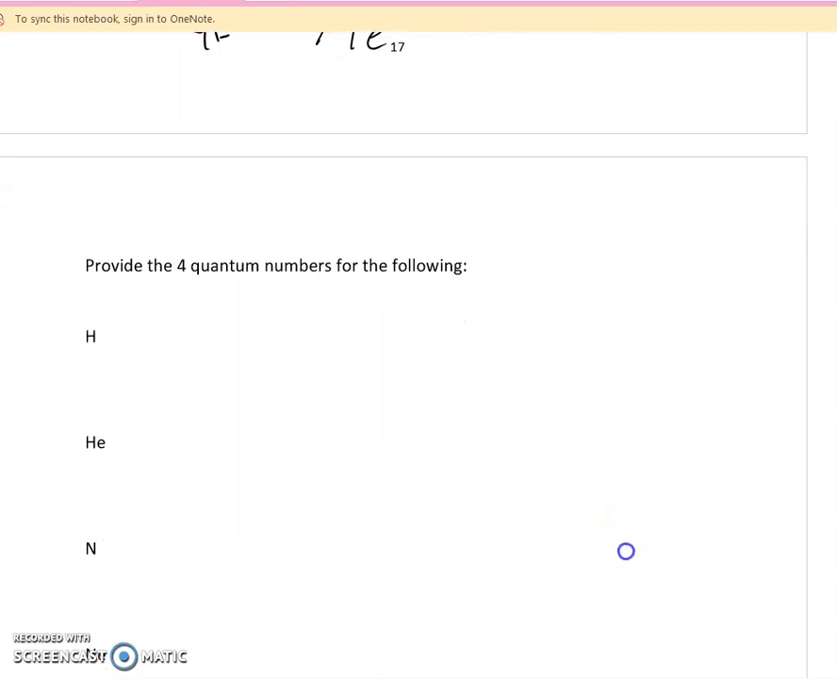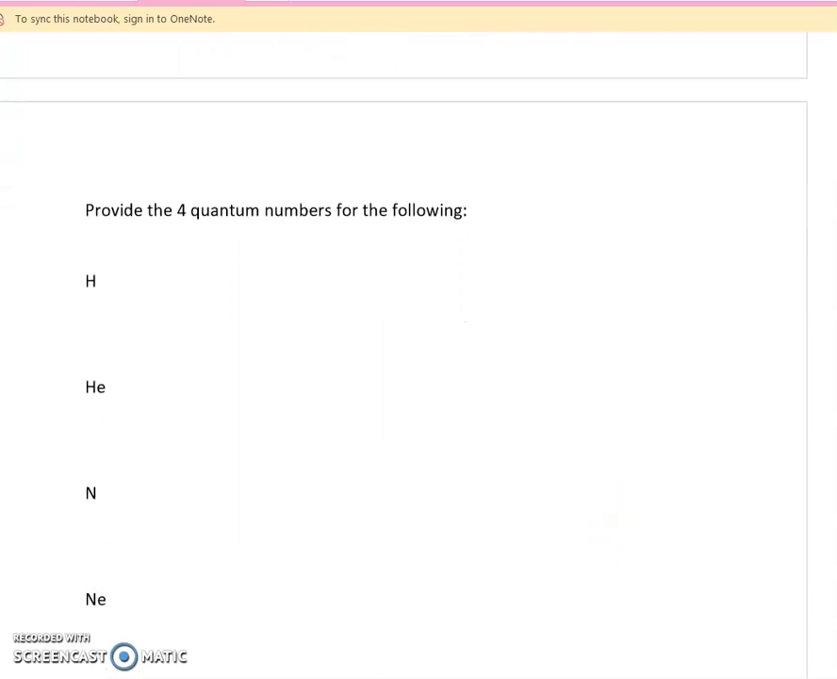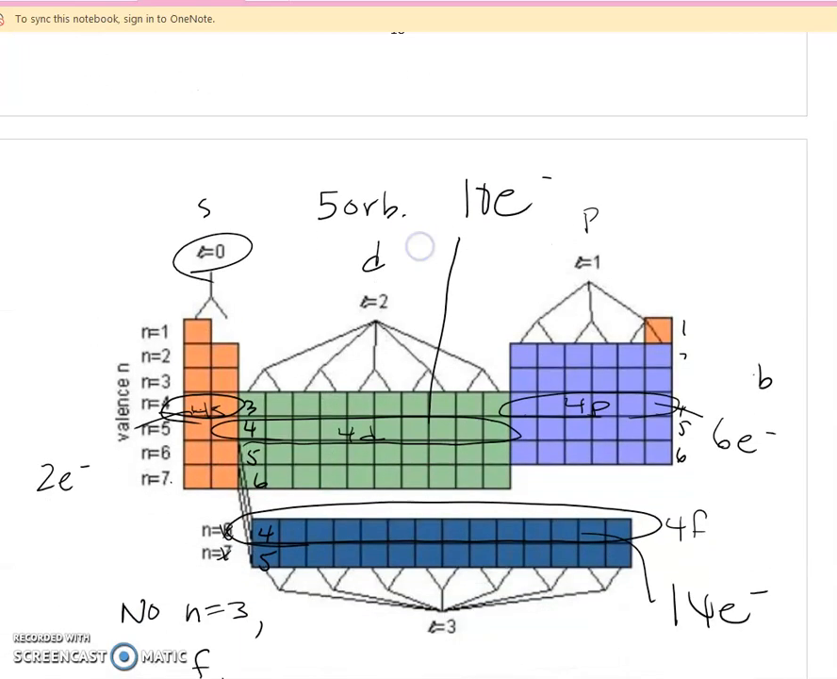Another type of problem you'll see is providing all the quantum numbers for an atom. Now here, let's do all of the 4. So the 4 are our N, our L, our M sub L, and our M sub S. This gives us an opportunity to find our M sub S, the spin. So hydrogen we know is in the 1s. So here's our S block, it's in orange, and the N is 1.